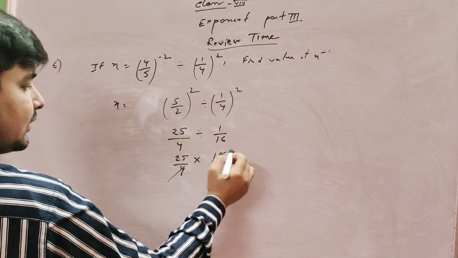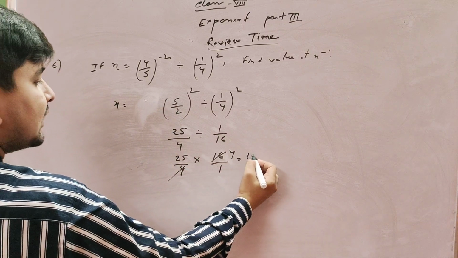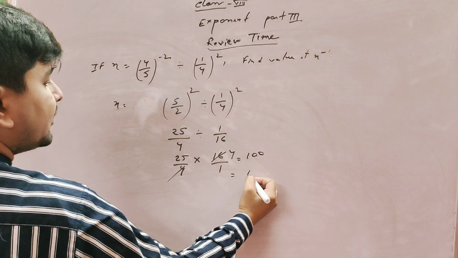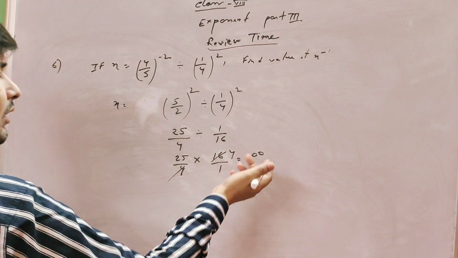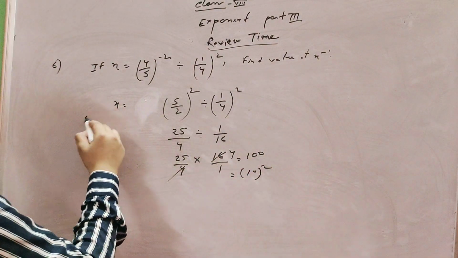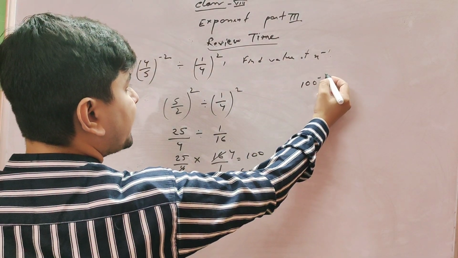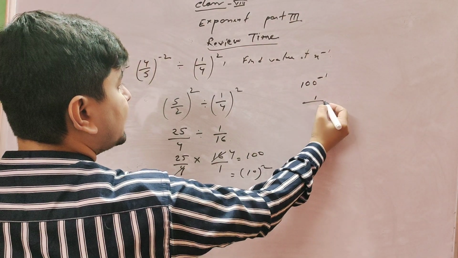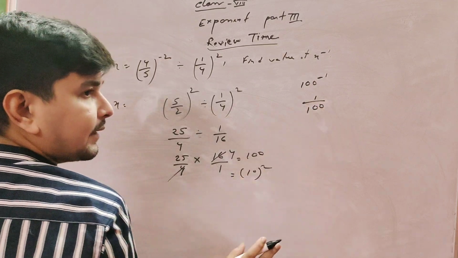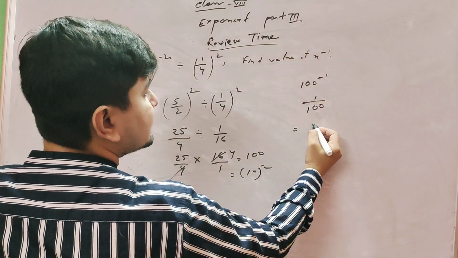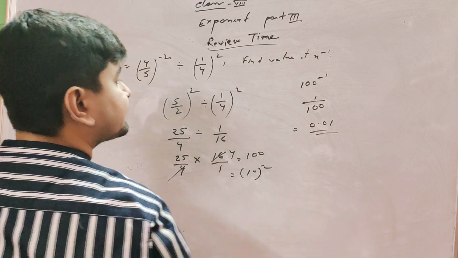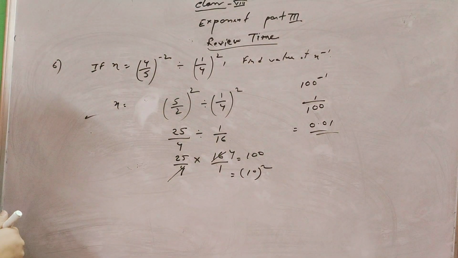This 16 cut it down. That means 25 into 4, it's 100. In place of 100, we can write down 10 to the power square or 100, whatever. But this is the value of x, and the question is x to the power minus 1. That means 100 to the power minus 1. So we write down this form, 1 upon 100. Reciprocate them. So your answer is 0.01. Clear? Note.